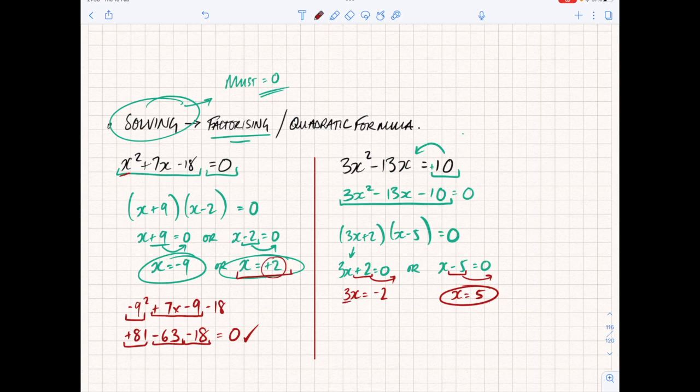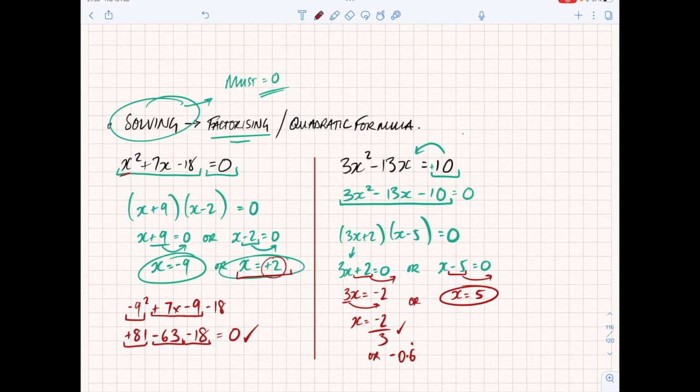And now I need to remove this 3. Well, on that side, that means 3 times x. So when I move it over, it becomes a divide by 3. So you're saying x is equal to minus 2 divided by 3. Okay, so they are your two answers here. X would be equal to minus 2/3. You could also write that as minus 0.6 reoccurring. And then x is equal to 5.